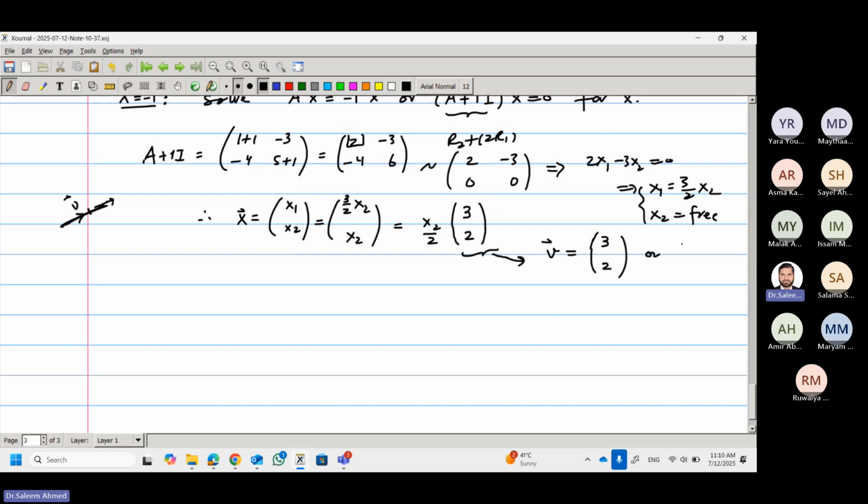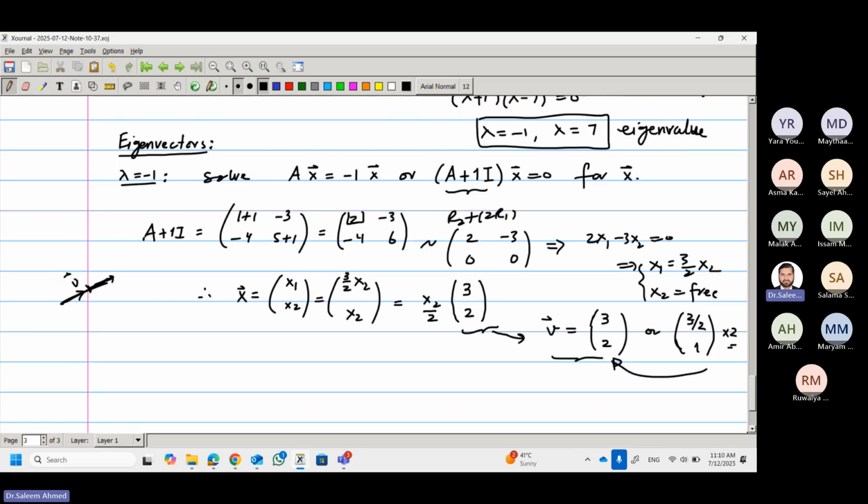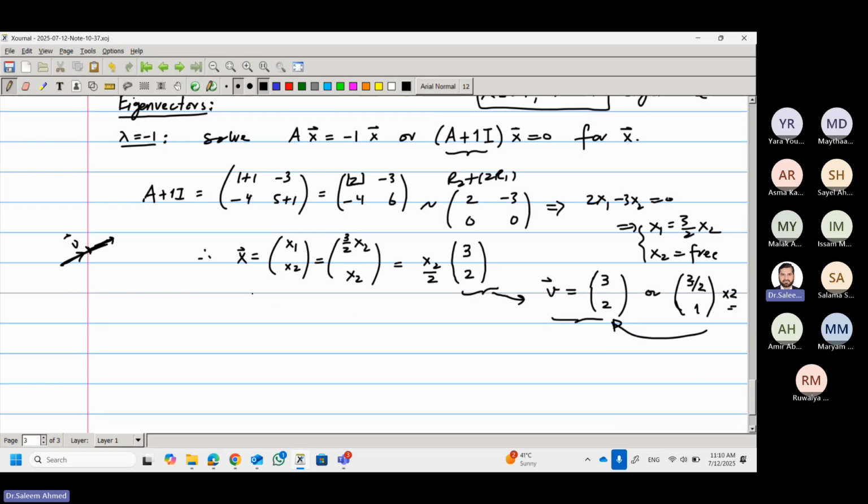3 by 2 and 1 are also the same. 3 by 2, 1 is the same vector, no issues. Here I just multiplied it by 2. If you multiply this by 2, I will get this vector. So multiplication by 2 only changes the length, so it doesn't matter. So I think we prefer this one. Then redo this thing for the second eigenvalue.